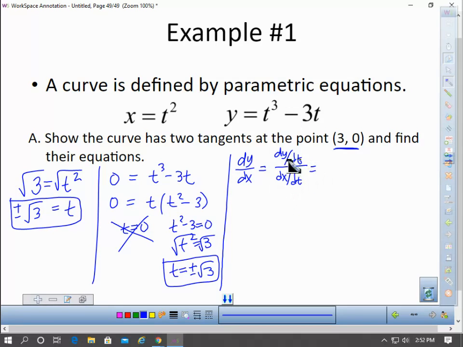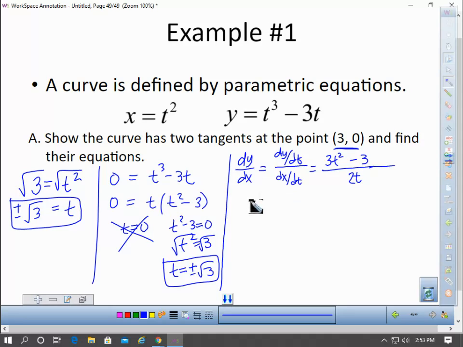So I need the derivative of the y. The derivative of my y parametric equation is going to be 3t squared minus 3. So 3t squared minus 3, and then divided by the derivative of the x parametric equation. The derivative of that is going to be 2t. So there is my derivative. Now all I have to do is find the slope for each point.